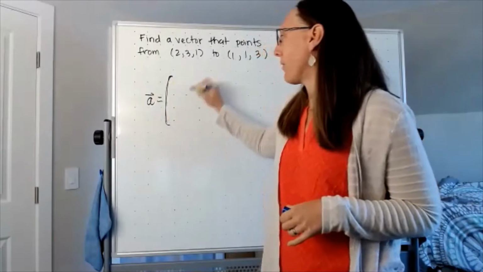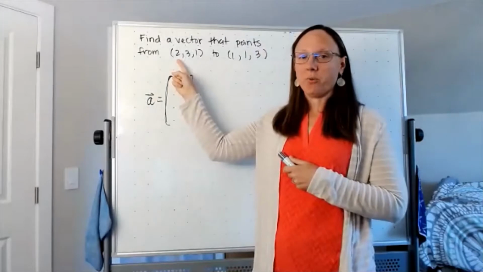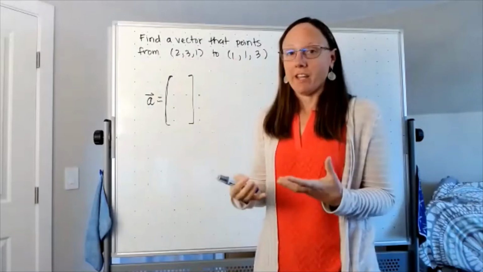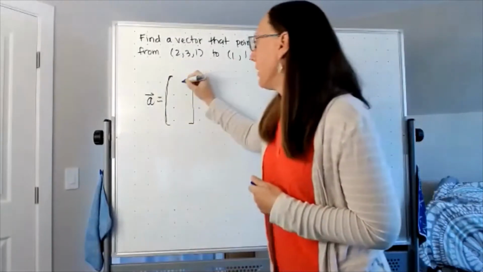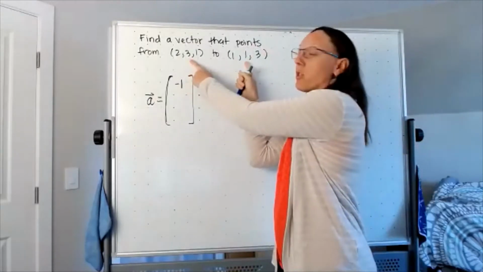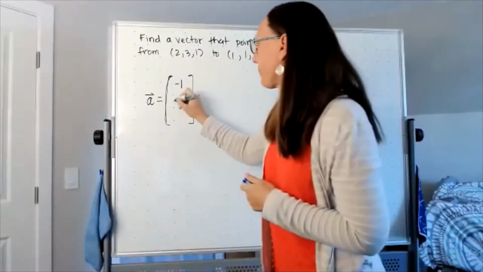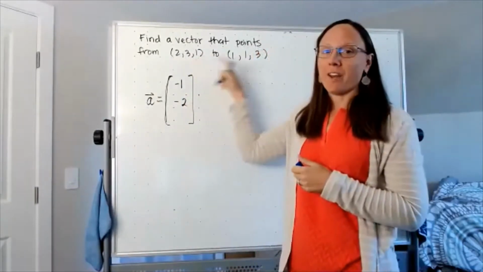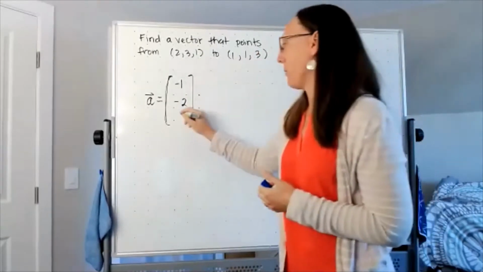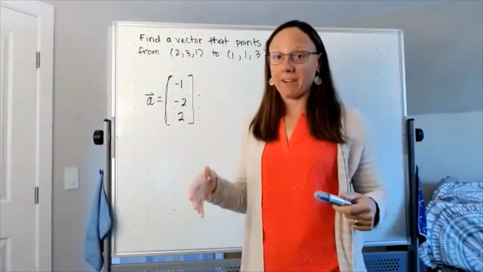And when I'm thinking about that vector, I'm saying I'm standing at an x coordinate of 2, and I need to get to an x coordinate of 1. So how do I have to change? I'm going to change by reducing the x coordinate by 1. If I have to move from 3 to 1, then I've got to reduce that y coordinate by 2. And if I'm standing at 1 and I need to make it to 3, then I'm going to increase that z coordinate by 2.